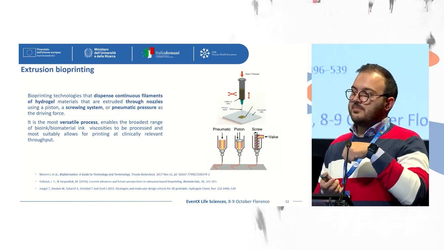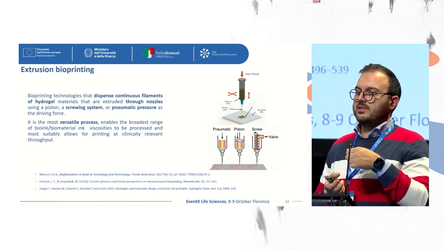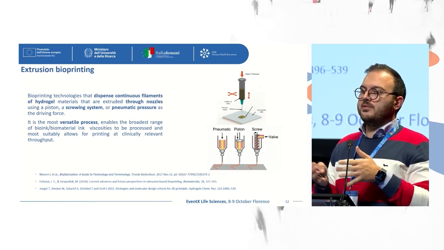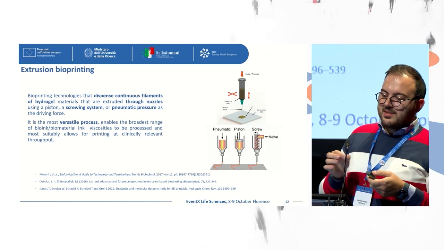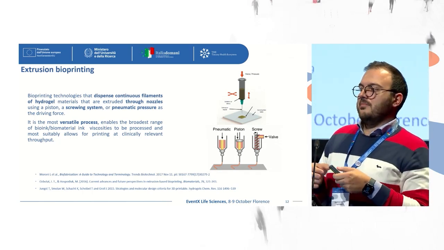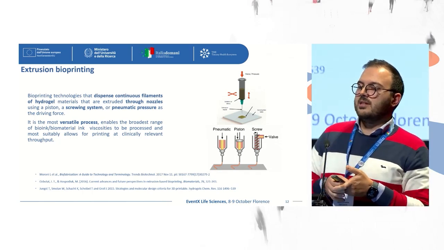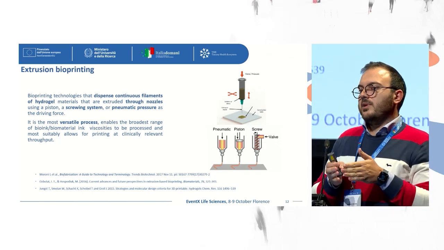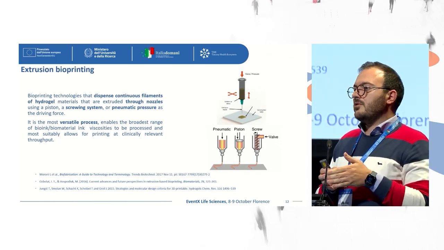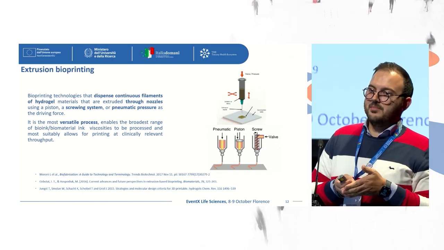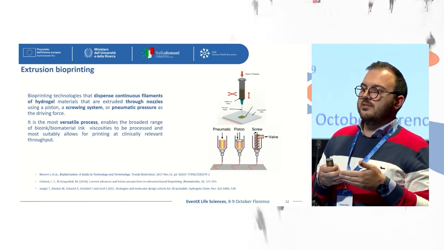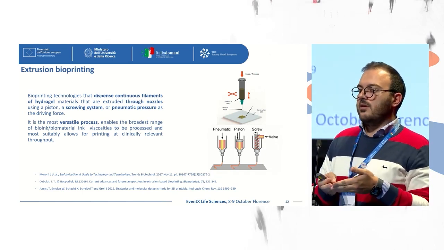And since the cells pass through a very small nozzle that is around 100 to 400 microns, this is the crucial part because here cells can be damaged. So this technology can be used for bioprinting, but we have a certain amount of cells that will die during the process. So the maturation of the construct will for sure be longer.